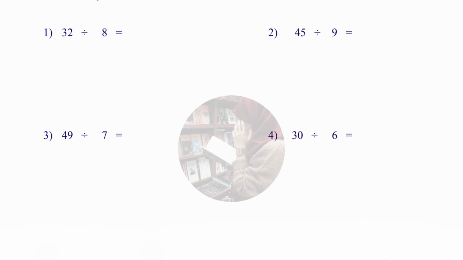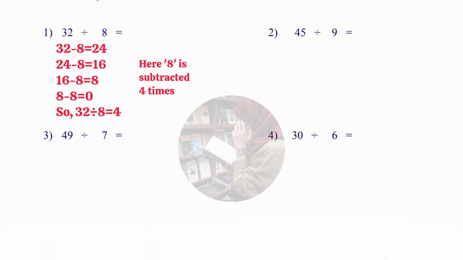So here the first one is 32 divided by 8. Means we have to subtract 8 from 32 till we get 0 as remainder. Okay, let's see. 32 minus 8 is 24. 24 minus 8 is 16. 16 minus 8 is 8. 8 minus 8 equal to 0. Got it? So how many times have we subtracted 8 from 32? We have subtracted 8 for 4 times. Okay, so the answer is 32 divided by 8 is equal to 4.